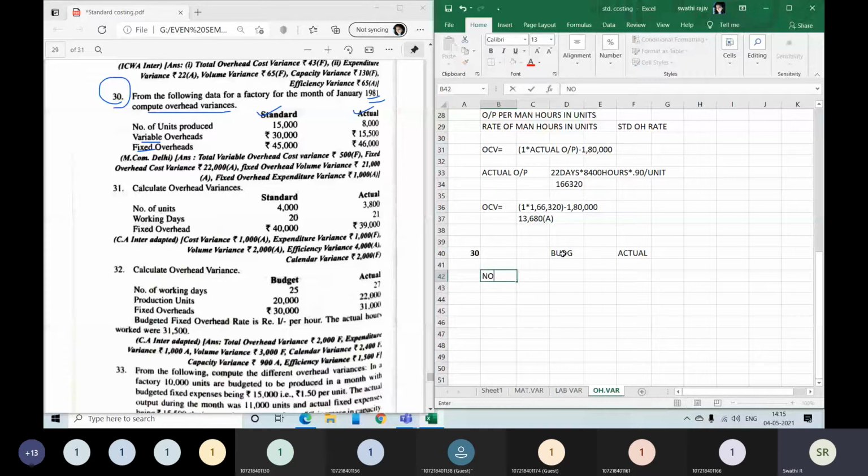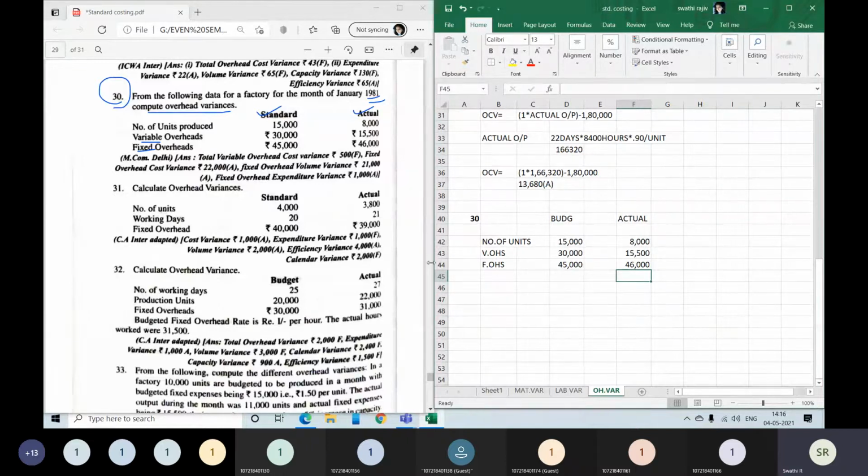First one is number of units. Budgeted units were 15,000. Actually, you ended up producing only 8,000. Then, variable overheads. Budgeted variable overheads are 30,000 and actual variable overheads were only 15,500. Now you have fixed overheads of 45,000 and fixed overheads ended up to be 46,000 here, nothing more. They have not given you hours or anything else.